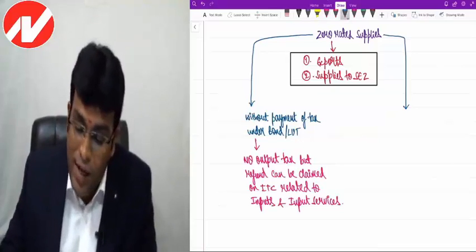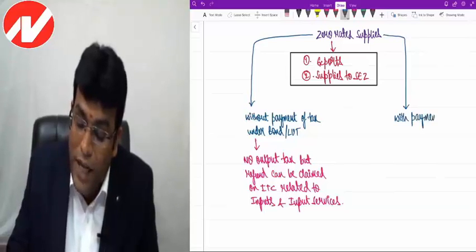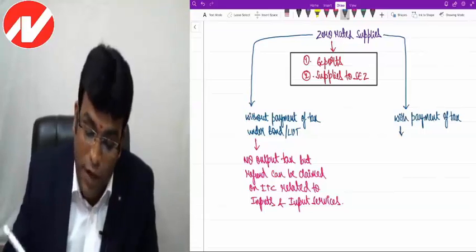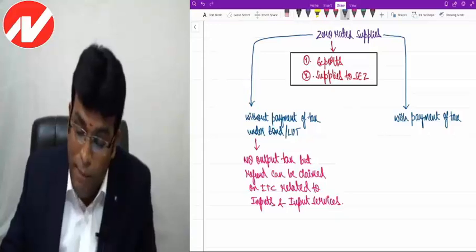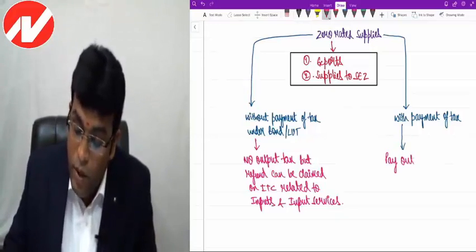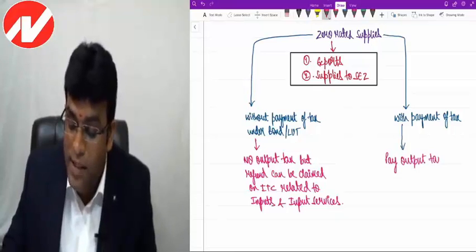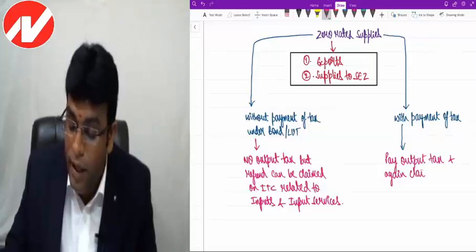Other side, zero rated supplies, we can do something called with payment of tax. And when we talk about zero rated supplies with payment of tax, what we'll do is pay output tax and again claim refund.